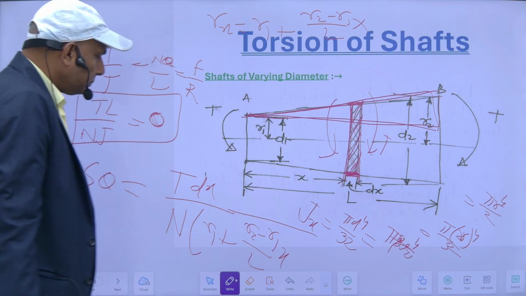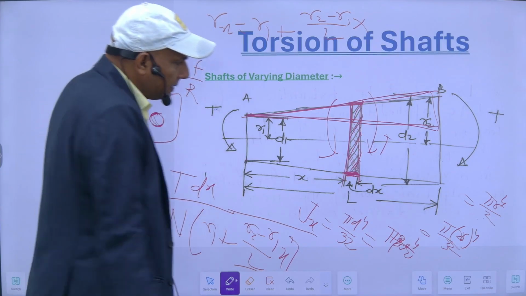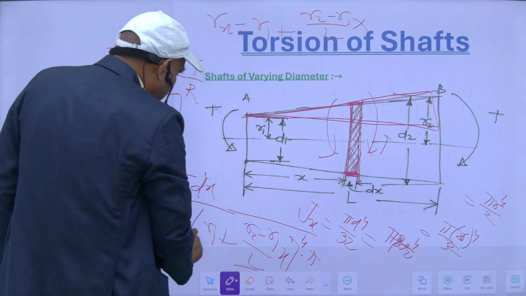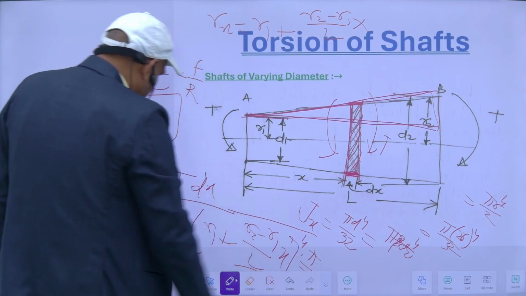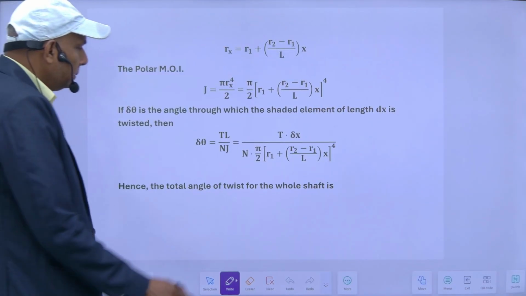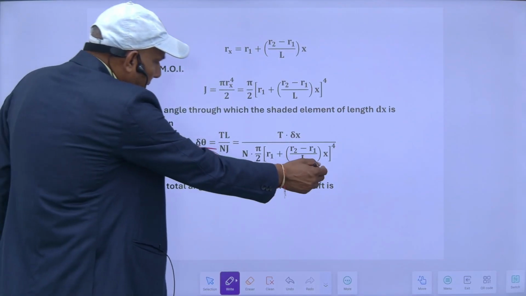This will be my value of rx, and the formula is r raised to the power 4 into pi divided by 2. So this will give delta theta. So this is my formula.